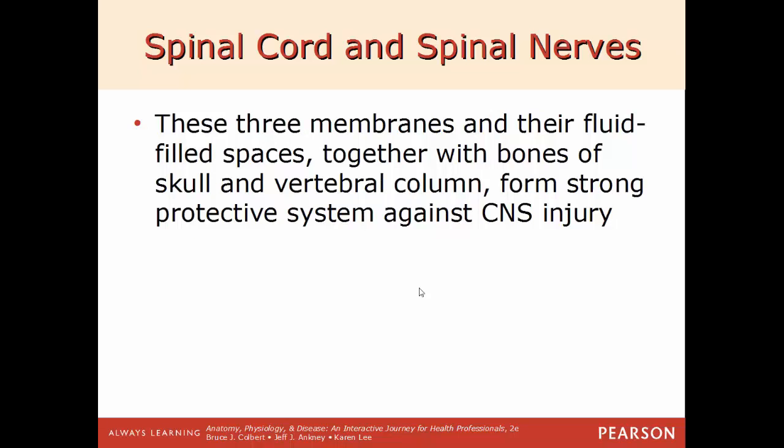Now, these three membrane layers and their fluid-filled spaces, together with the bones of the skull and the vertebral column, form a very strong protective system against central nervous system injury. As you can imagine, the spinal cord and the brain are incredibly important to your overall function, so they should be protected as much as possible.